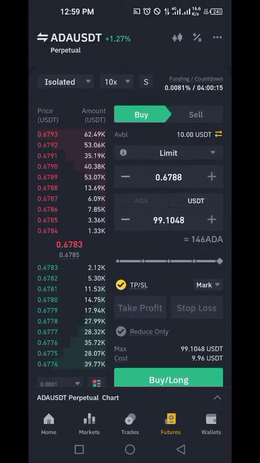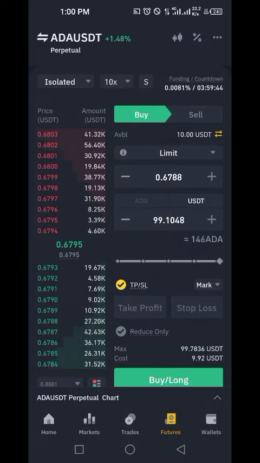if I use the 100% of the capital I have on my futures wallet, it costs me $9.94. Now if the trade moves 1%, instead of seeing 1% of my capital, I'll be seeing 10%. Why? Because I'm leveraging. Leveraging is like I'm borrowing.